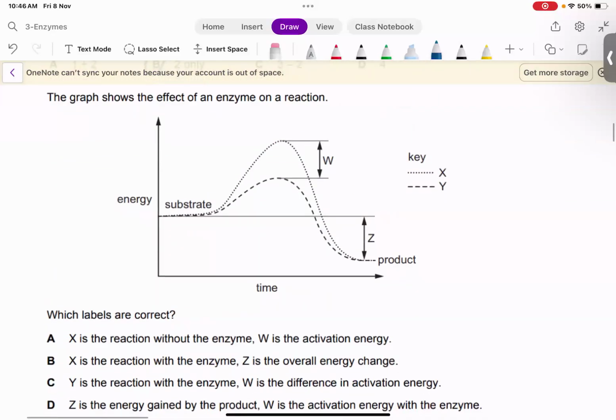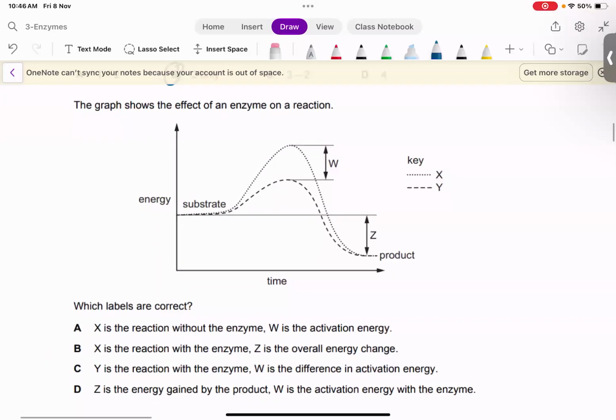The graph shows the effect of an enzyme on a reaction. Which labels are correct? Look at this question. Can you answer this question? Fatma, can you answer this? C. Yes, C is the correct answer.